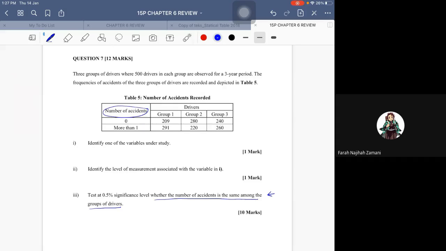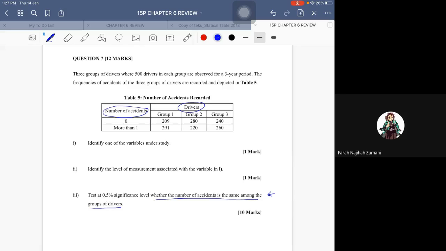So we have number of accidents and drivers, both of them are in terms of category. So they ask you to check whether the category is actually the same. This is going to be called the test of homogeneity. In terms of the calculation, it's still going to be the same as previously, only the hypothesis will be different.